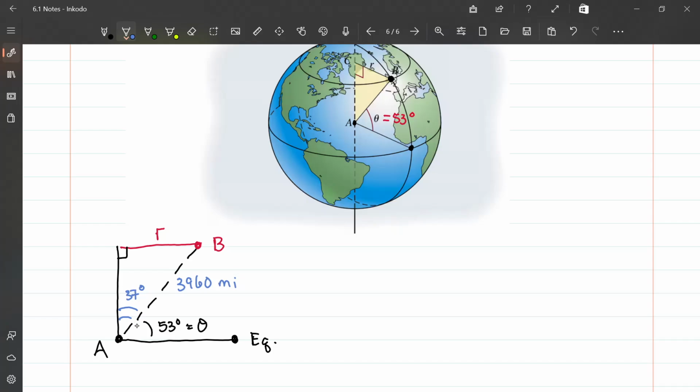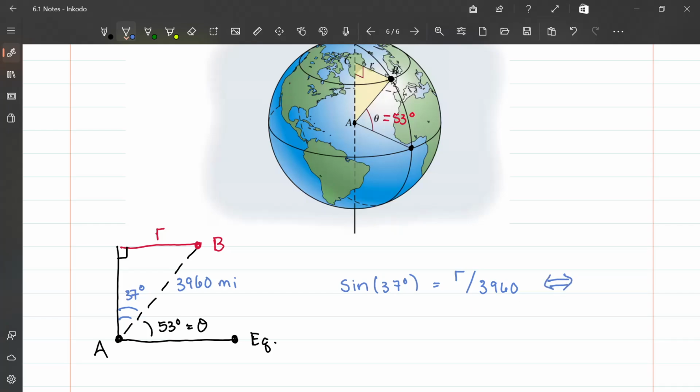We now have an angle inside the triangle, we have a side opposite we want to find, and we have the hypotenuse, and we remember the following. If I take sine of the angle on the inside, 37 degrees, it will be the same thing as, by definition, the radius that we want to find of the parallel of latitude, the value r, divided by this length, 3,960 miles, my bad.